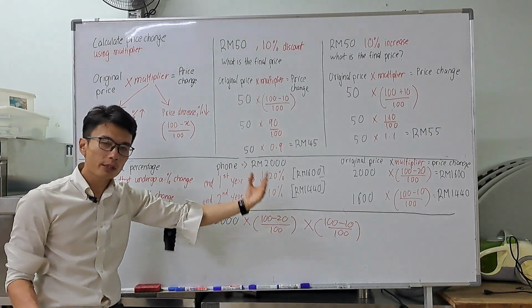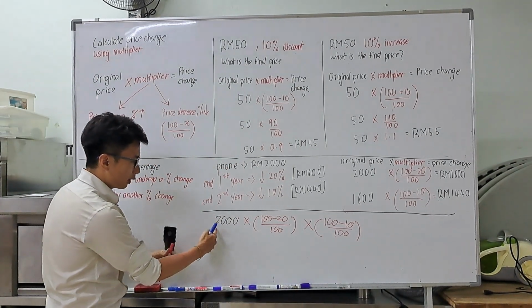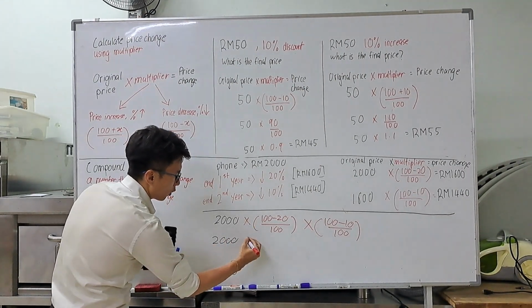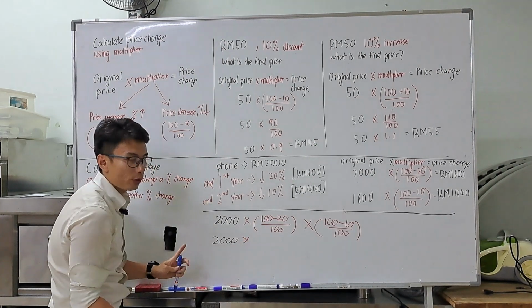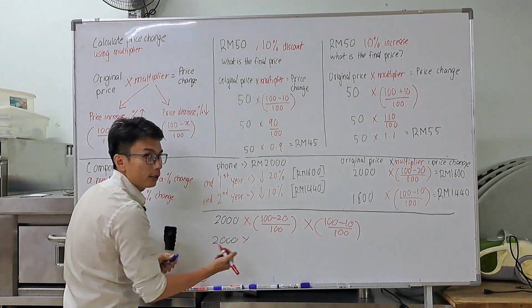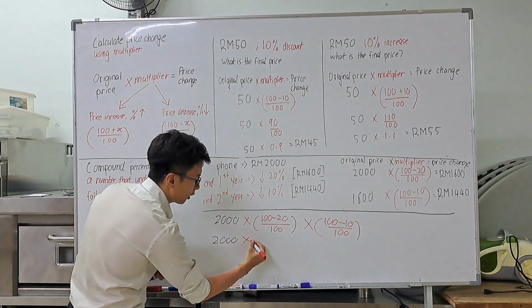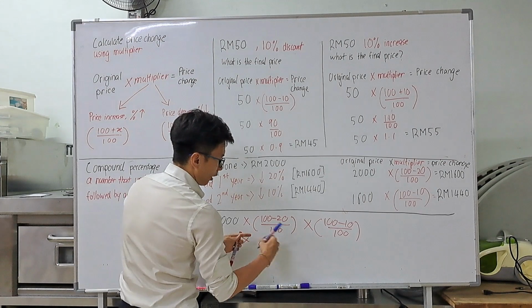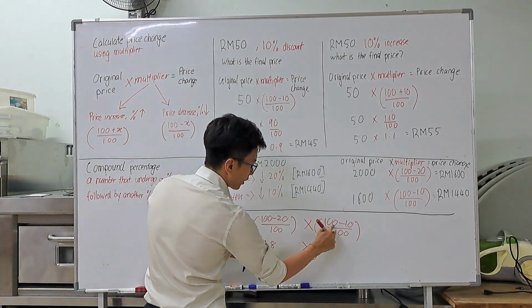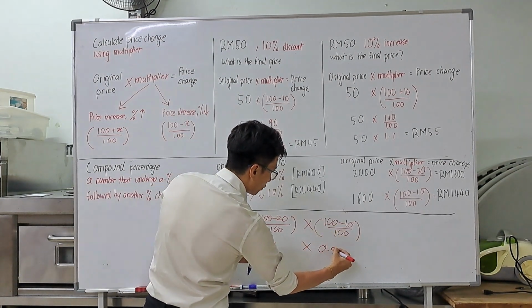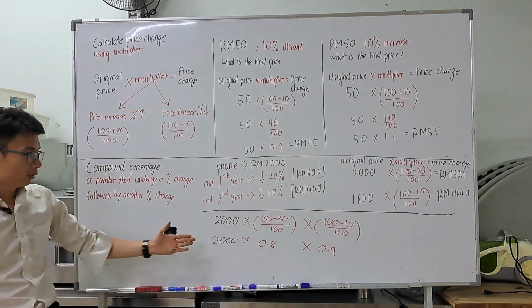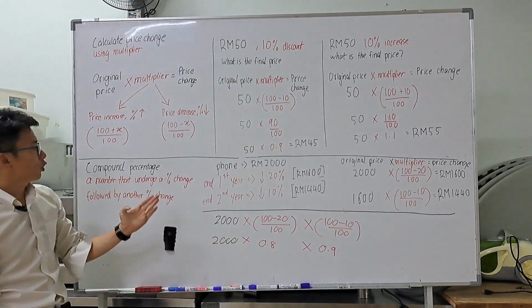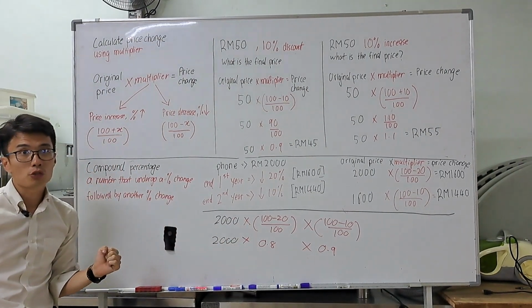But there's another way to clean this up even more. The 2000 here, I can just rewrite as 2000. Now we can simplify it very quickly. 100 minus 20 is 80, and 80 divided by 100 is 0.8. That's my multiplier, and then I multiply with this. We can clean this up, and this will give me 0.9. Now this is how we can simplify when we are doing calculations regarding compound percentage.